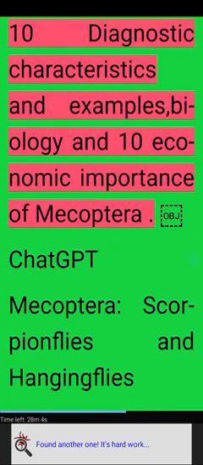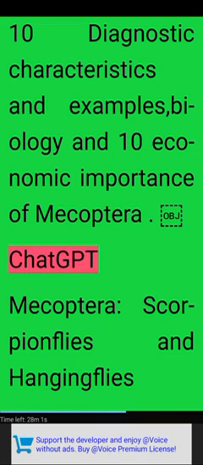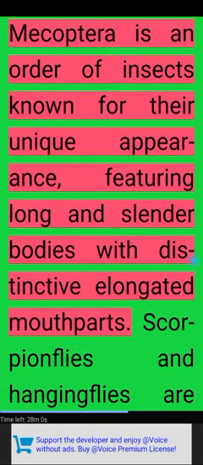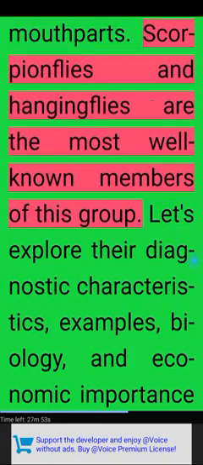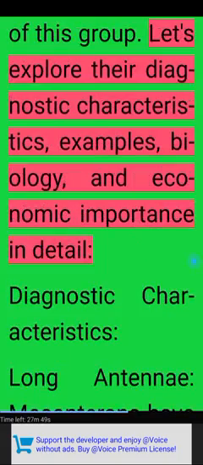10 diagnostic characteristics and examples, biology and 10 economic importance of Mecoptera. ChatGPT. Mecoptera, scorpionflies and hanging flies. Mecoptera is an order of insects known for their unique appearance, featuring long and slender bodies with distinctive elongated mouthparts. Scorpionflies and hanging flies are the most well-known members of this group. Let's explore their diagnostic characteristics, examples, biology, and economic importance in detail.